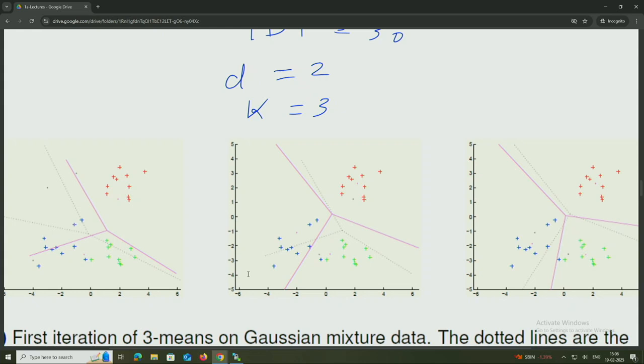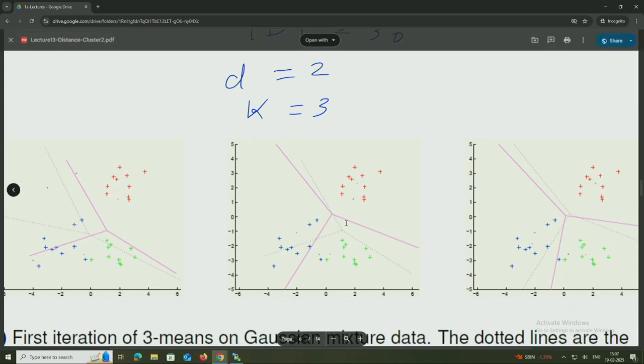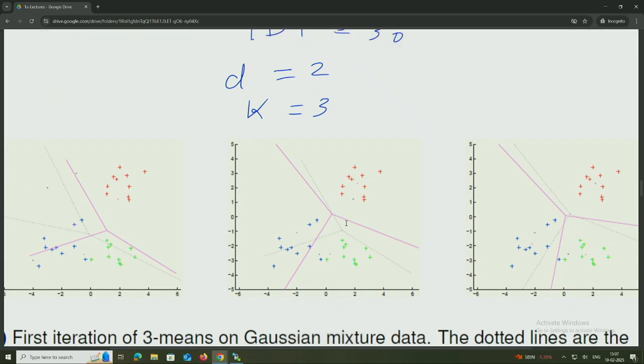Now what happens? You again find which points are closer to this, this and this. Once you do that, you get this Voronoi tessellation. Is that okay? So this is how it's proceeding. So when you go to the middle graph, this is your starting point, which is this dotted line. And these black points are the purple points in this figure. This, this and this.